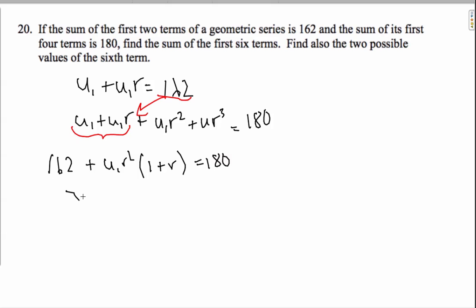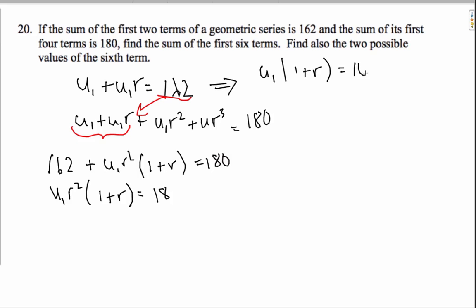And so I know also then that u1 r squared (1 plus r) equals, subtract the 162, I get 18. Still two variables. Well, let's go back over to this equation and we'll rewrite this scenario. If I factor out u1, I know u1 (1 plus r) equals 162. And so u1 is equal to 162 divided by (1 plus r).